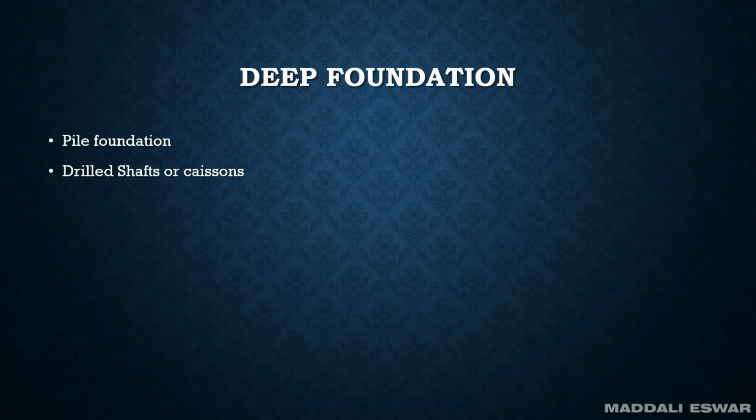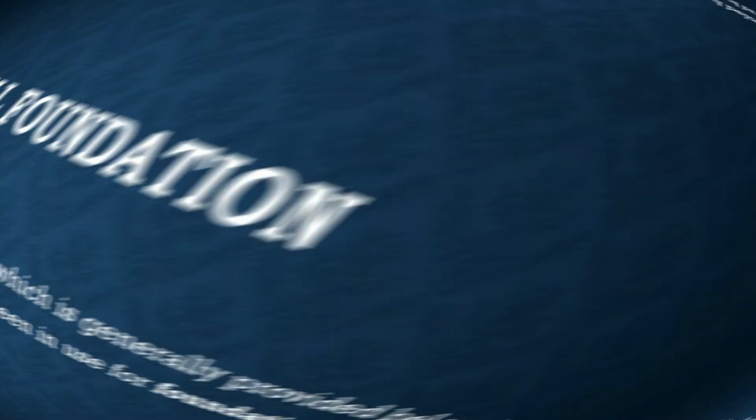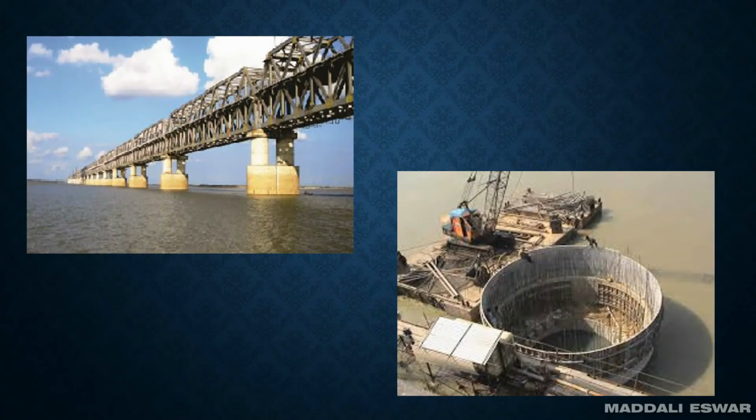Coming to the deep foundation, we have two types of deep foundations. First thing, pile foundation, and second one is drilled shafts or caissons. And we have a well foundation definition here. Well foundation is a type of deep foundation which is generally provided below the water level for bridges. Caissons or wells have been in use for foundation of bridges and other structures. This is the example for the marine structures.